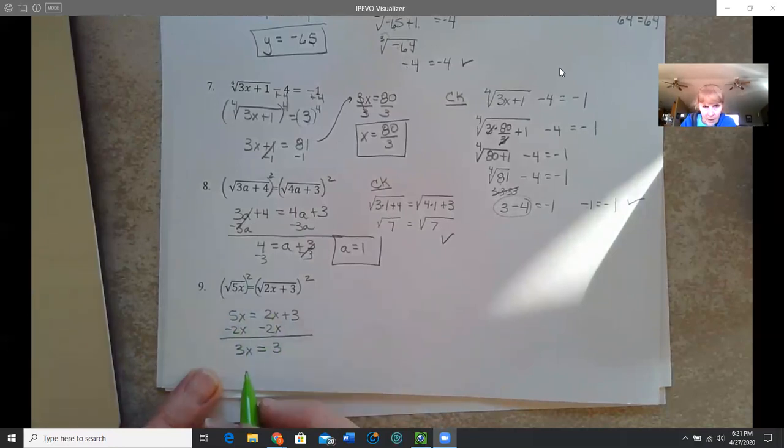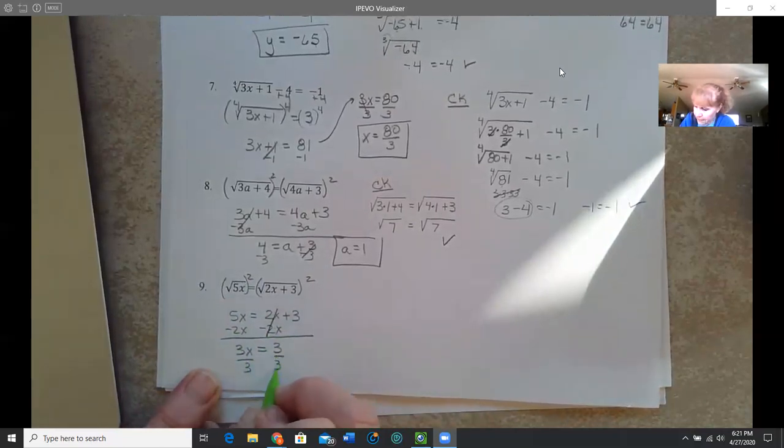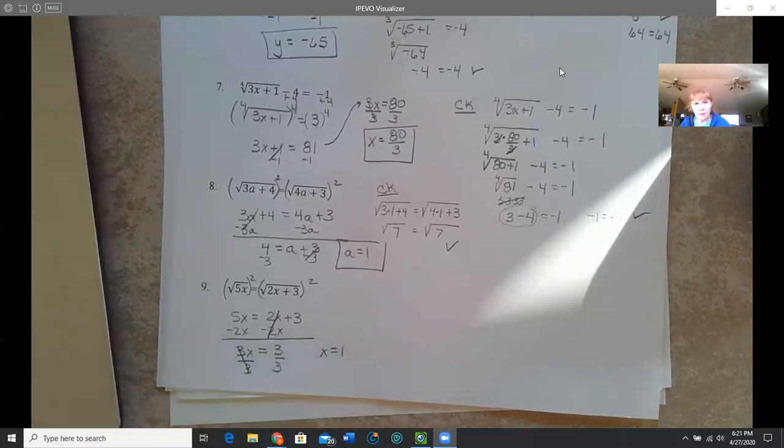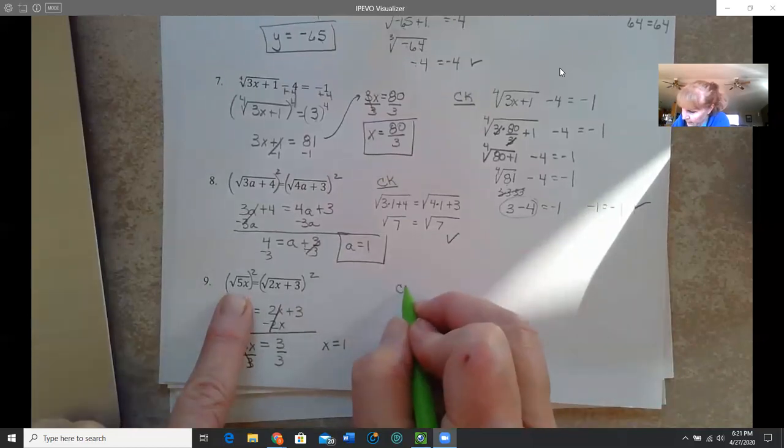Okay. Because that cancels out. So then you divide by 3, x equals 1. Okay, does it work? Put it back in. Check.